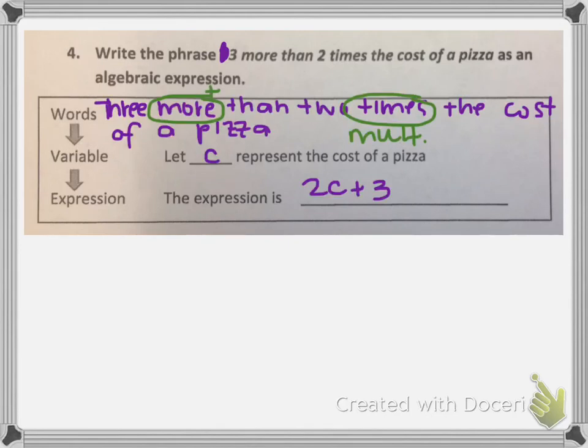So the expression for this phrase is 2c plus 3. I chose c to represent the cost of a pizza. So it's not representing pizzas, so we're not going to use a p because it's not about the number of pizzas. We're going to use a c to represent the cost. So 3 more is adding, then 2 times, that's multiplying, the cost of a pizza. So 2 times the cost is 2c, and then 3 more than that is 2c plus 3.